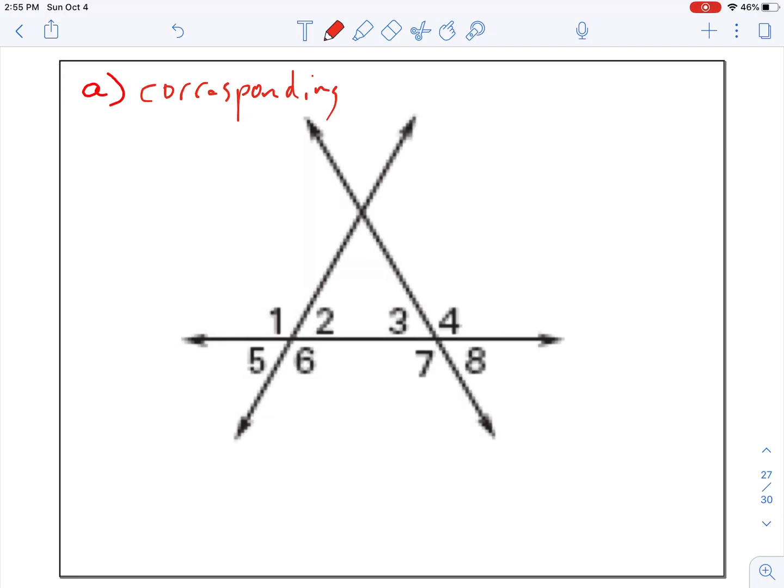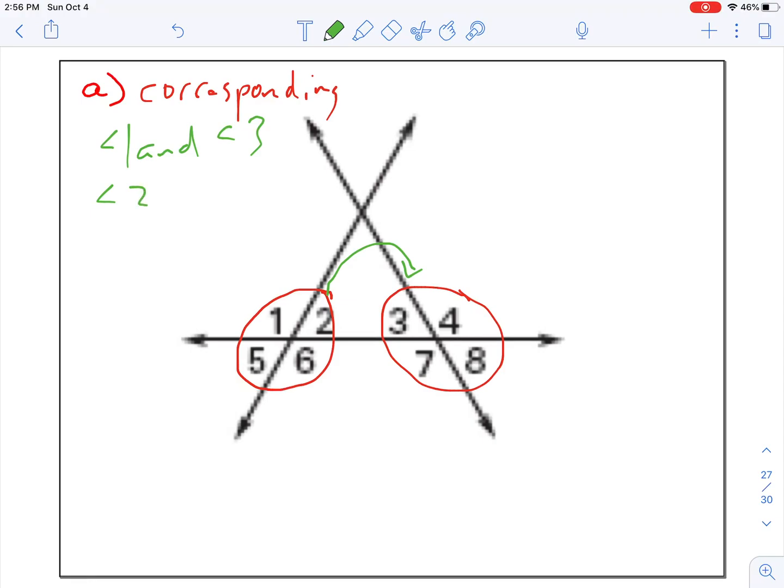Corresponding means they're going to be in the same position. Remember, we want to take one from each grouping. So here's my first grouping. There's the second grouping. Corresponding basically means if I were to pick this set of angles up and drop them on top of here, which ones would overlap each other? So angle 1 is on the top left. Angle 3 is on the top left. So they would be corresponding angles.